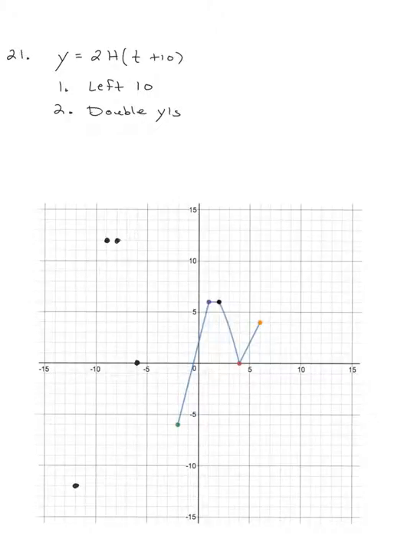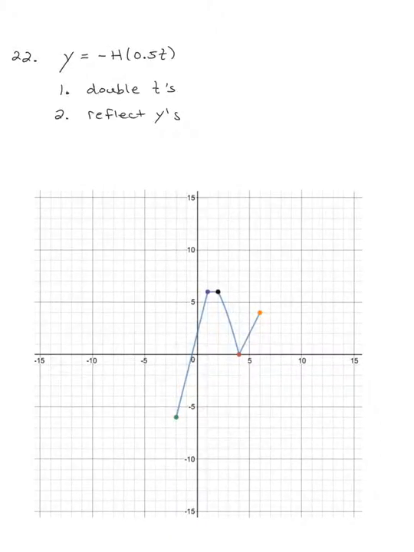And then lastly, this point here is at 6. If I go left 10, I'm at -4, and if I double the y value, it's going to go up to +8, which is right here. So that is -4, 8. And then I connect the points. And there is my sketch.